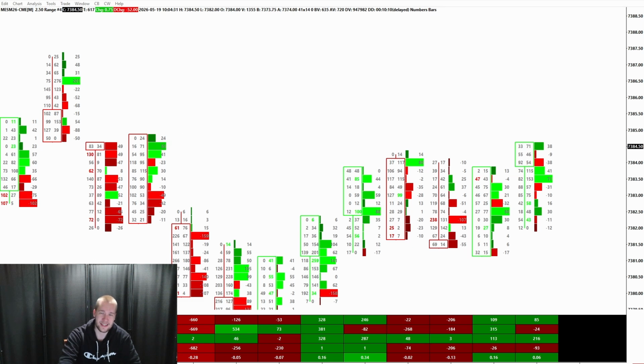And this is a big mistake because sometimes the footprint chart will deceive you, okay? It's very important that you don't tunnel vision on the footprint chart, and you always want to keep in mind the bigger picture, okay? So the higher time frames.